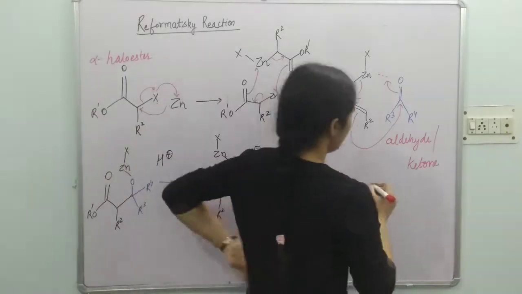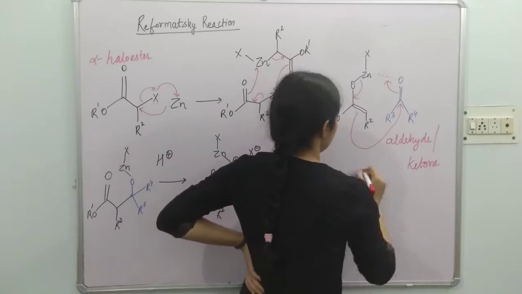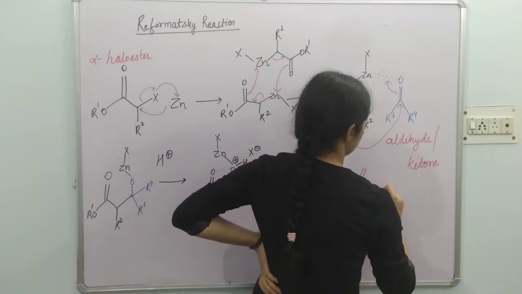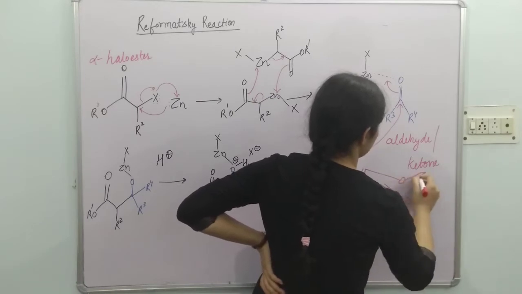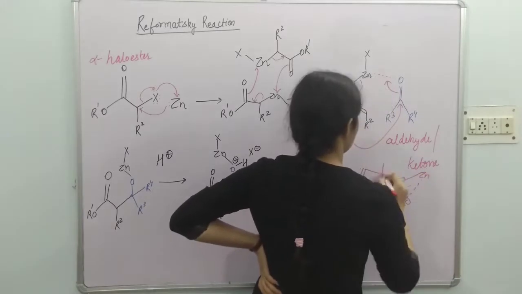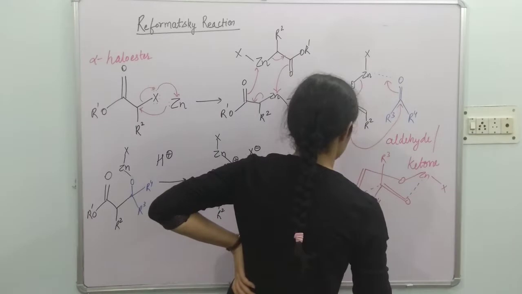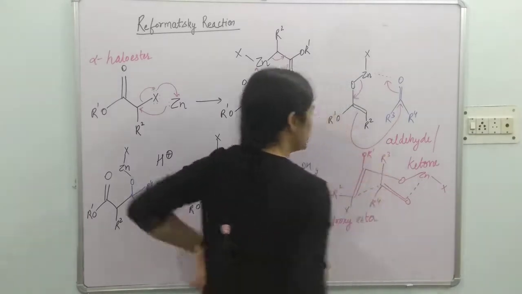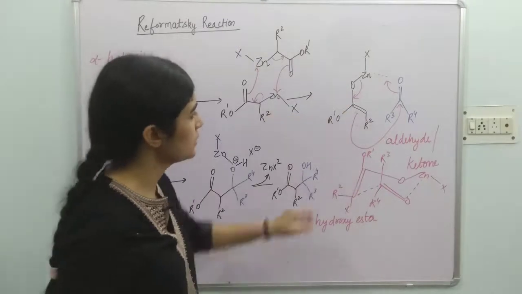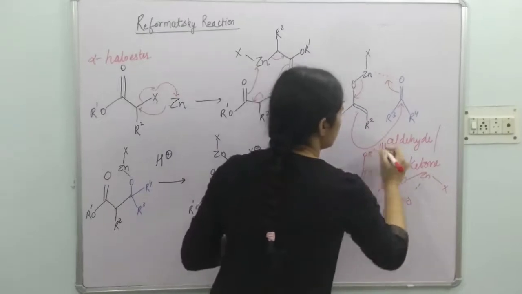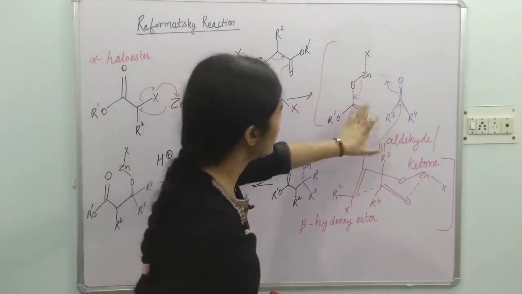And these two form a six-member chair form of transition state. This kind of chair conformation it forms, and this results in the stability of this transition state. So what is happening? It's a transition state here. Now these two react and form this product.